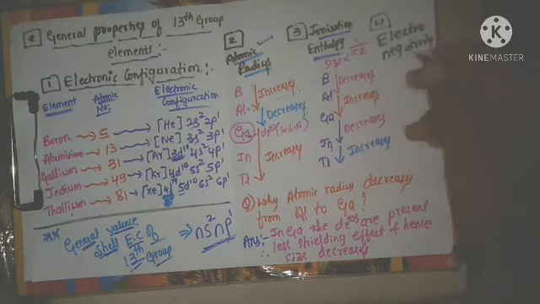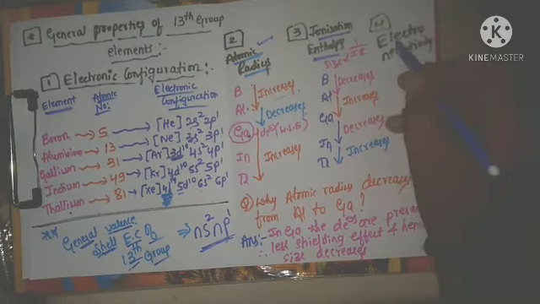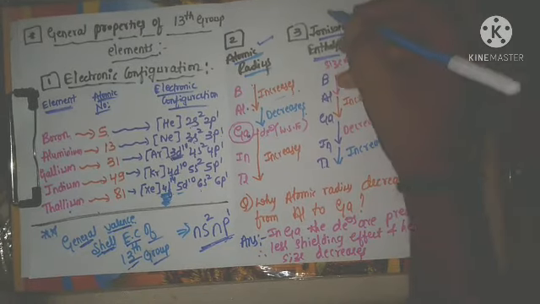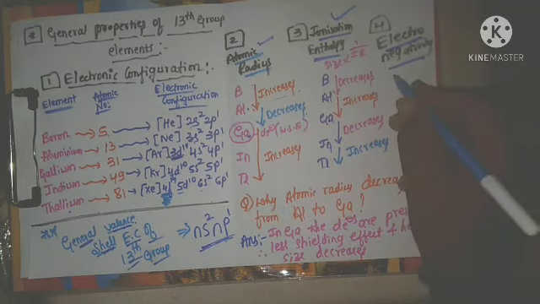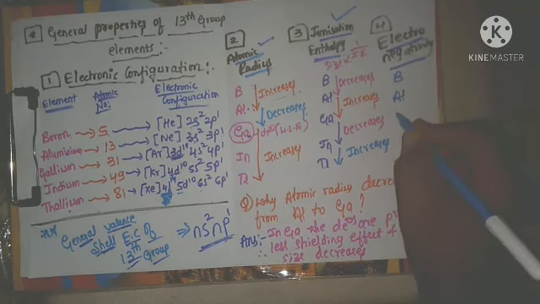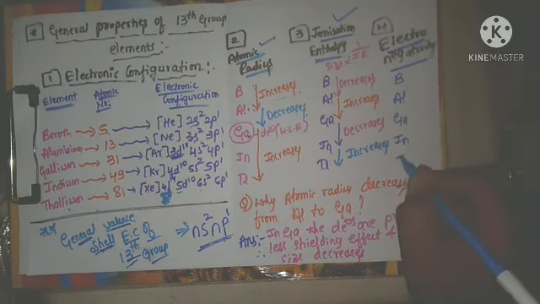Next, we will go for the electronegativity. I will write the elements first. This one is also over. Next, electronegativity. What are the elements? Boron, aluminium, gallium, indium, and the last one is thallium.